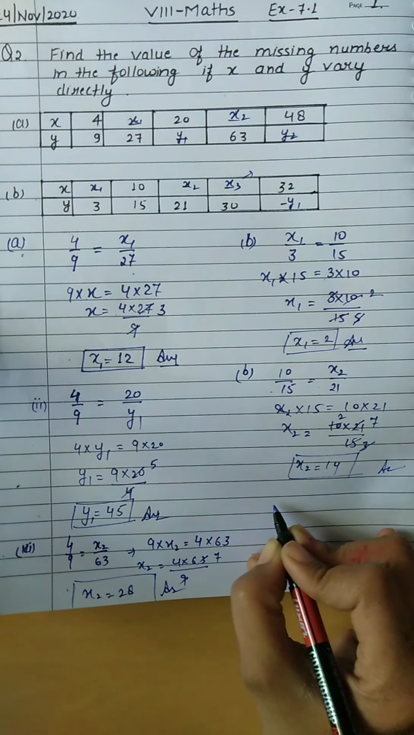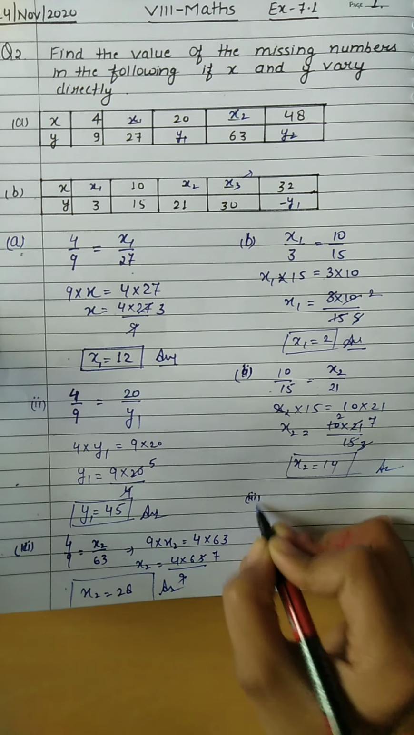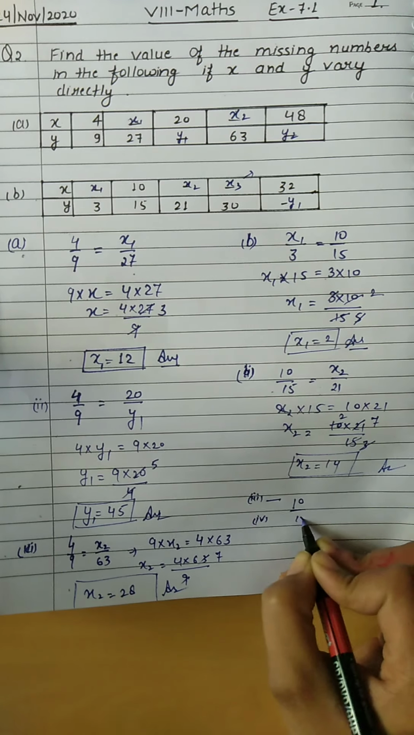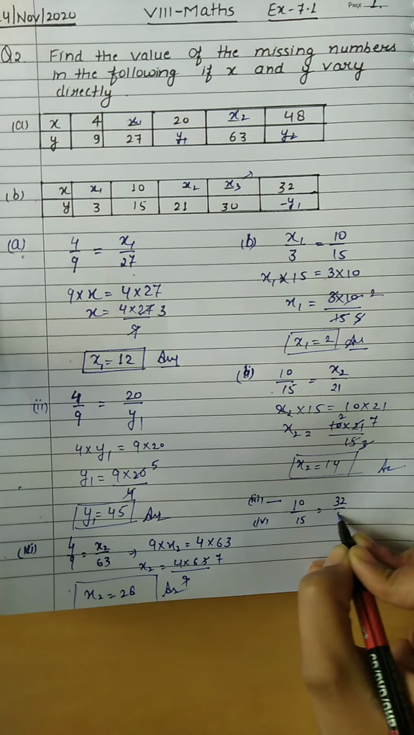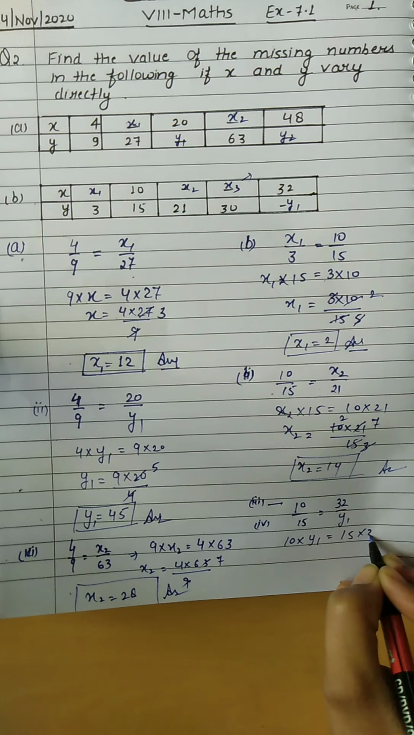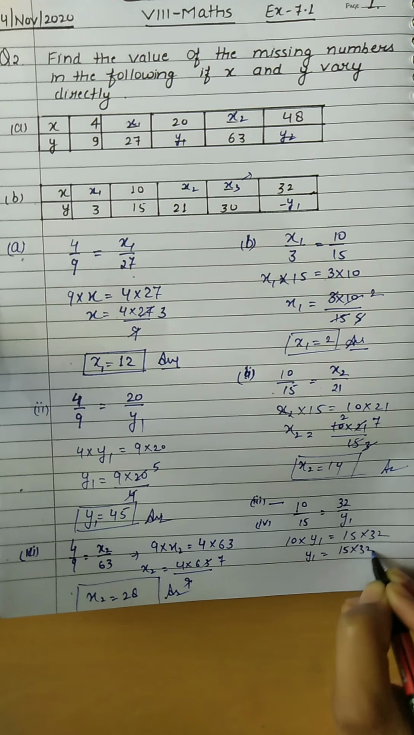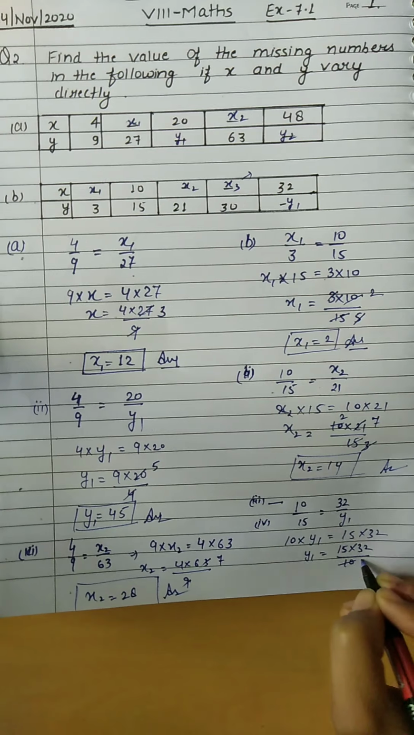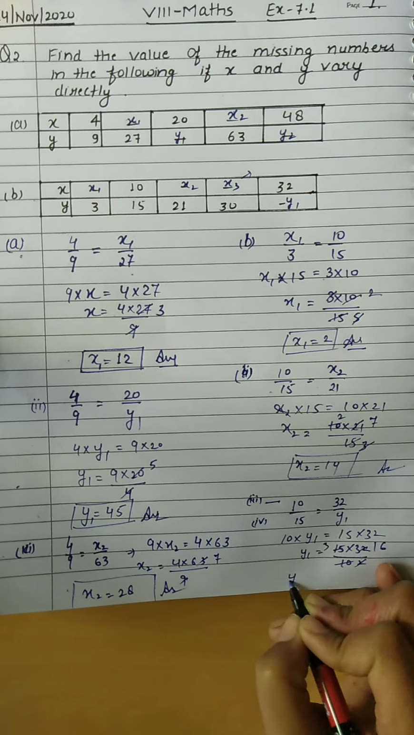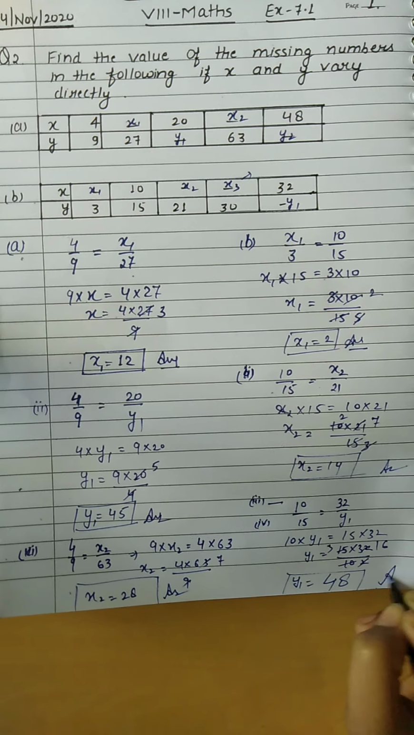Okay, next is, that is second part. Student, third you will do yourself. Now we will start fourth part. So 10 upon 15 is equal to 32 upon y1. So here 10 into y1 is equal to 15 into 32. So y1 is equal to 15 into 32 upon 10. 5 2s are 10, 5 3s are 15. So 2 1 is 2, 2 6 is 12, then y1 is equal to 3 into 16, that is 48. So that is your answer.